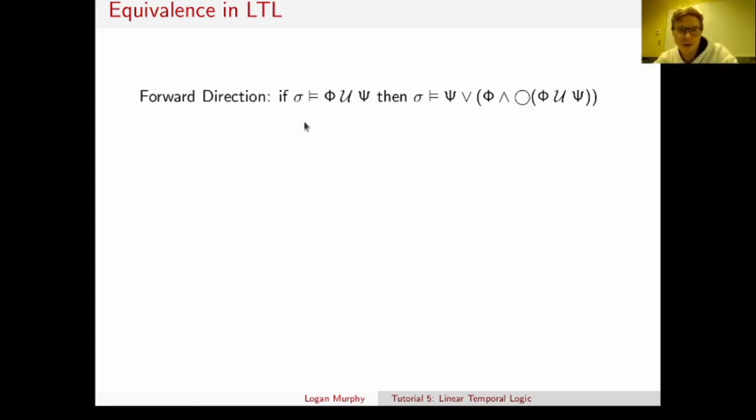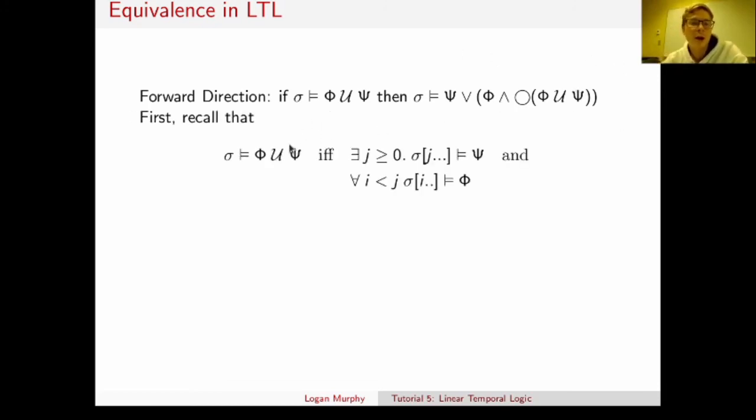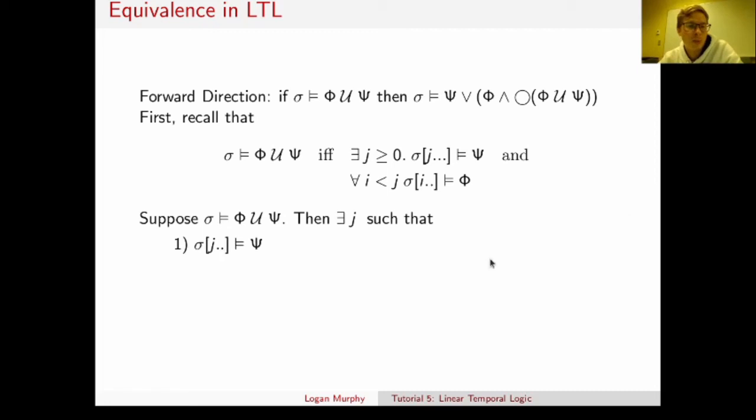All right, let's start with the forward direction first. So our premise is sigma satisfies phi until psi. We need to prove this disjunction here. So recalling the semantics of the until operator, this tells us that our premise is that there exists some j such that sigma j satisfies psi, and for any i less than j, sigma i satisfies phi. Okay. Well, if we take our premise as given, we can form two premises just by breaking it up. Our first premise is going to be that sigma j satisfies psi, and then the second one is this universal statement here. So we just broke up our premise into two statements.